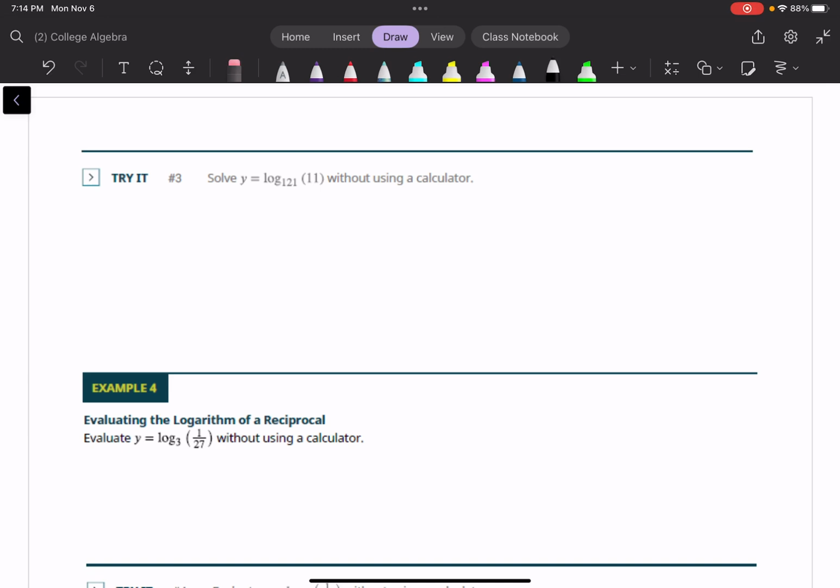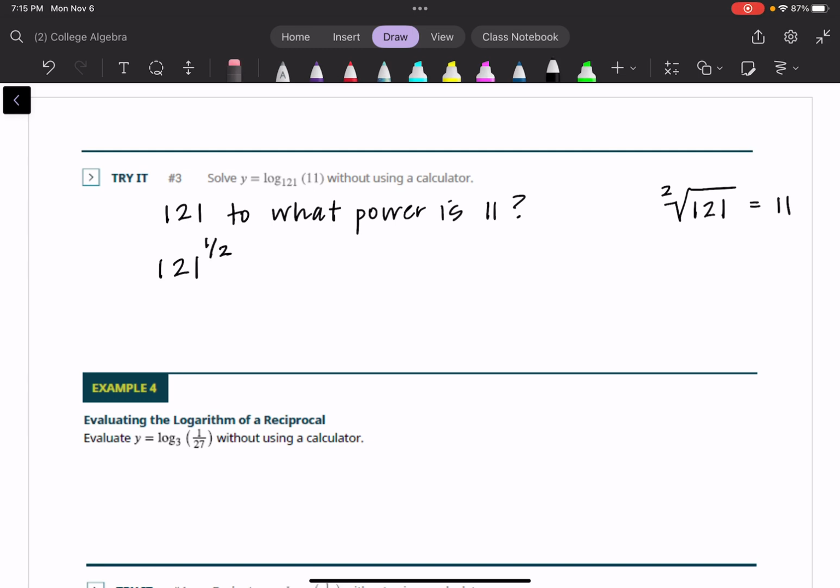All right, so for this, again, we'll ask ourselves 121 to what power is 11? So the first thing I'm going to do, just knowing my perfect squares, is I know that the square root of 121 is 11. And so I can reimagine that. Instead of the root 2, I can imagine this as a fractional power, which is what I have to have when I'm working with this, since my output or my answer is going to be that fraction. Since 121 to the 1/2 power is 11, the log base 121 of 11 is 1/2.